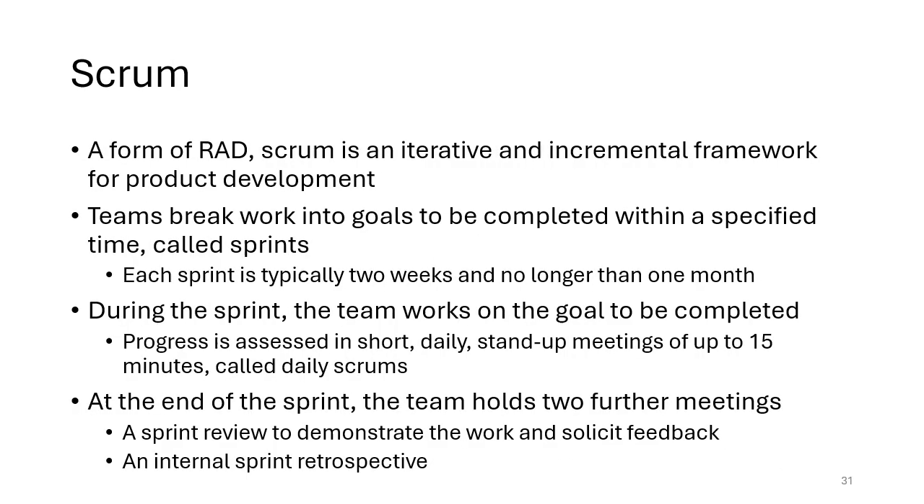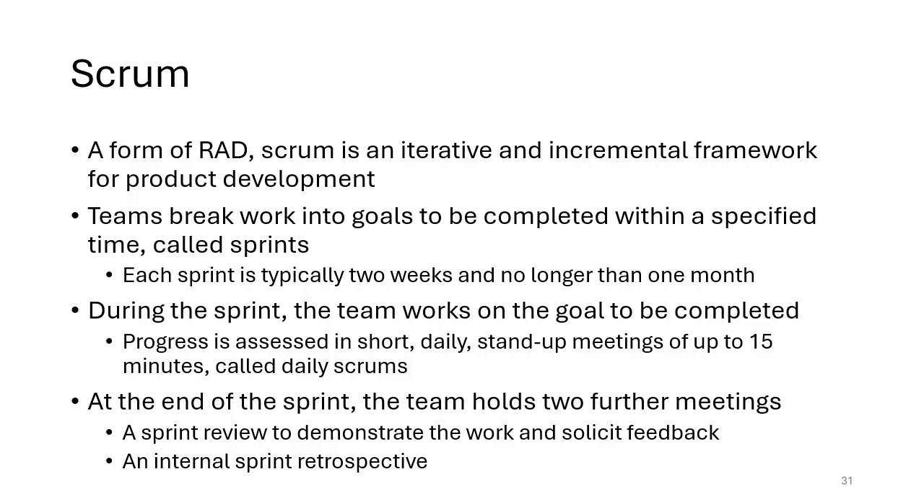Now, Scrum is another example. Scrum is a form of rapid application development which uses an iterative and incremental framework for product development. The idea is you have a set of goals, so this is almost your backlog if you like, and you break the work into those goals and give them to teams. The idea then is you give each team a specific time, typically 2 weeks, but no longer than 1 month, and that team has to complete those goals within that specified time, or within that sprint.